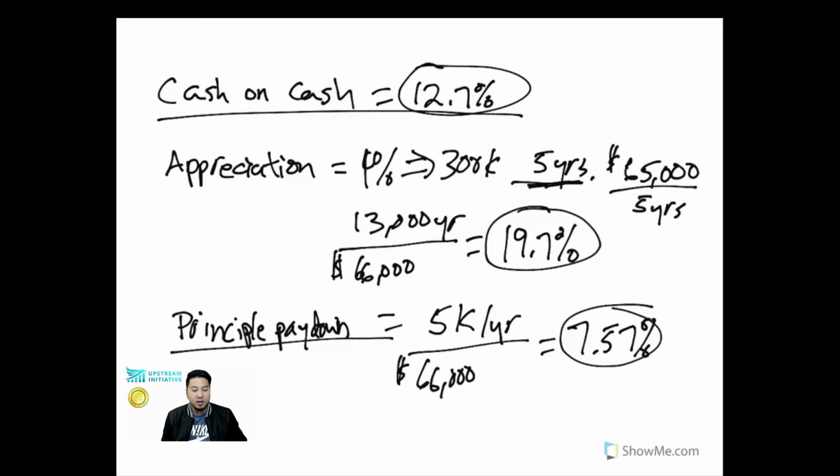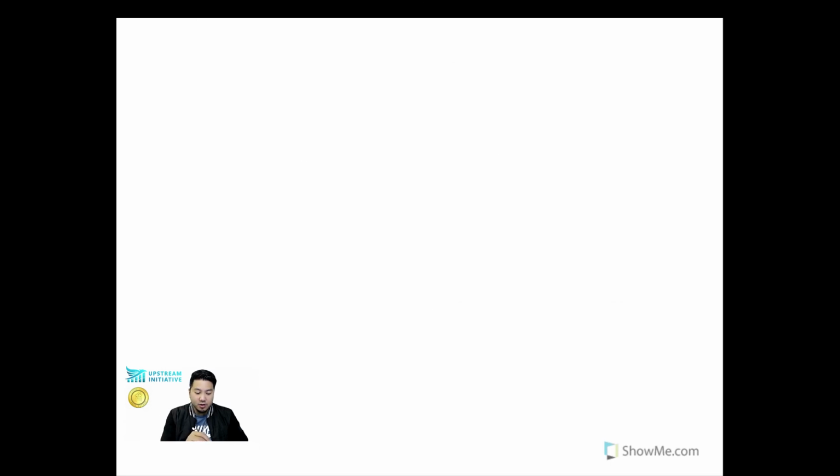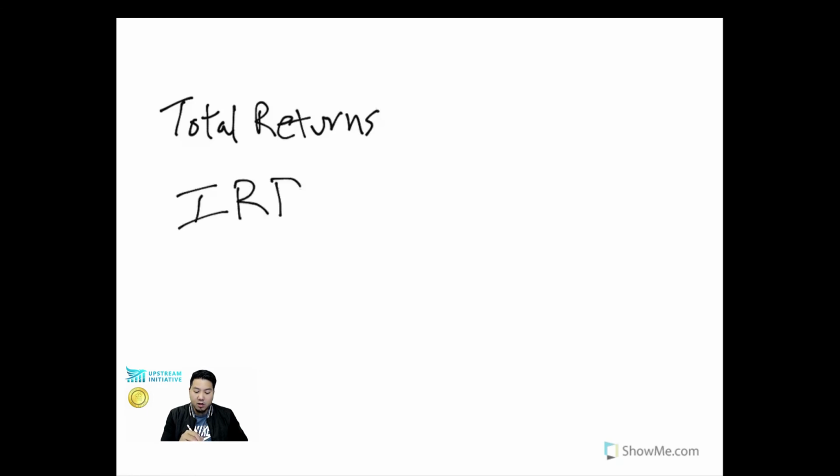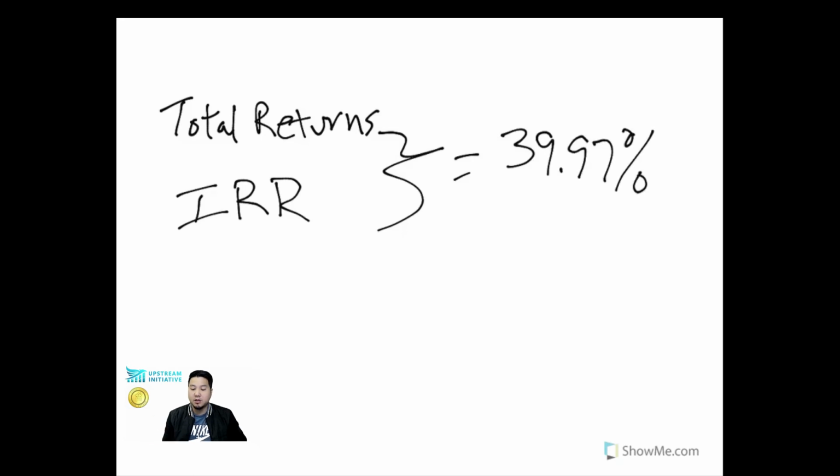And that number is going to be, so our total returns, or sometimes you'll see it say IRR, internal rate of return. All right, both of these. This is going to give us 39.97% return per year.